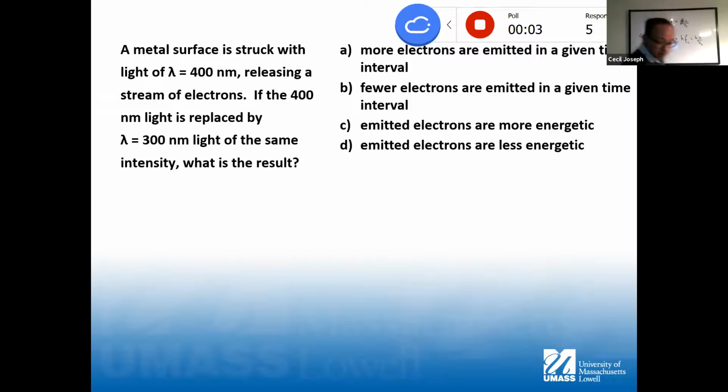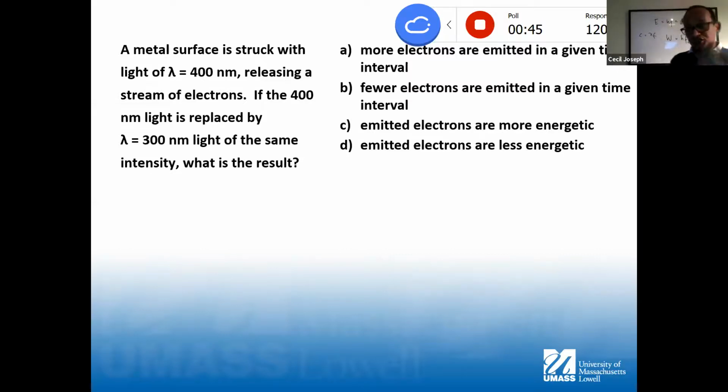Now, in this case, the metal surface is struck with light of 400 nanometers, releasing a stream of electrons. If the 400 nanometer light is replaced by light of 300 nanometers, what is the result? So first off, understand what's happening. Has the energy of the light that is hitting this surface increased or decreased, the energy of that photon? So you went from a lambda equals 400 nanometers, which was releasing electrons, to a lambda equals 300 nanometers.